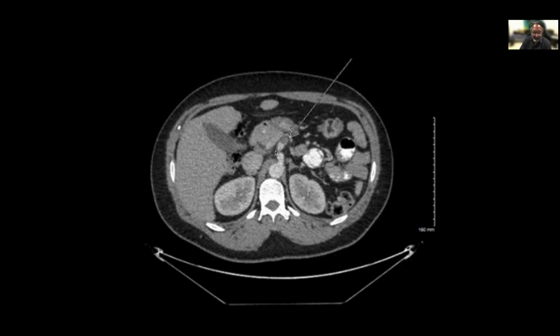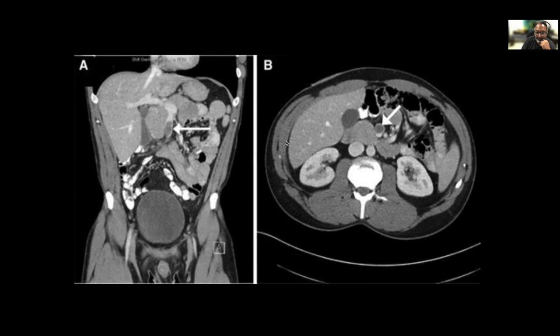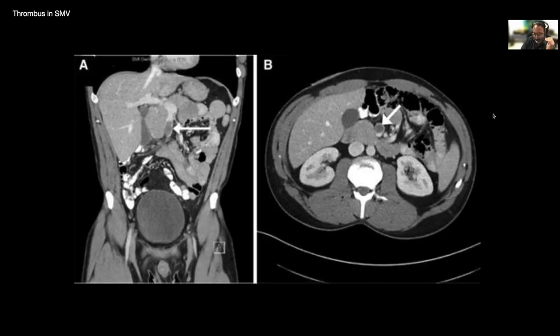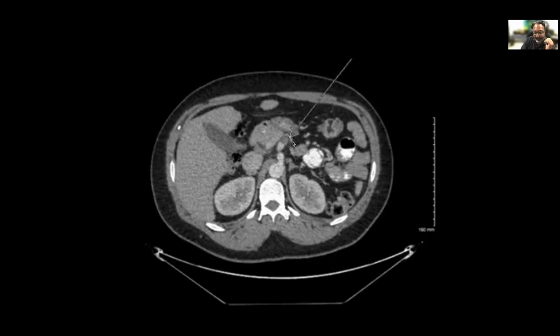No, it is a thrombus, but it is not in the superior mesenteric vein. It's in another structure. Correct. Superior mesenteric artery. Close. Almost a celiac thrombus. Superior mesenteric artery. That could have caused this. They're not the same patients, but a thrombus in the superior mesenteric artery could cause that level of bowel ischemia.